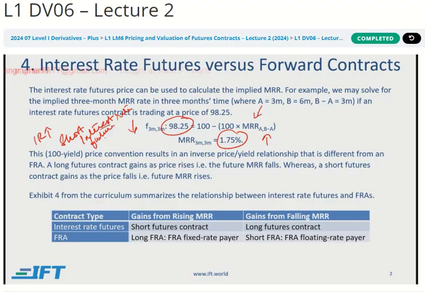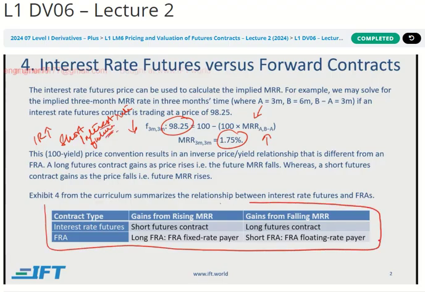Is this clear? Okay. And this is demonstrated in this chart very clearly: when the interest rate is rising, the long FRA gains, but the short future party gains, right? And if the interest rate is falling, then the short FRA gains, whereas the long futures contract gains in the case where interest rates are falling. So this is a very, very big contrast between interest rate futures and forward contracts.